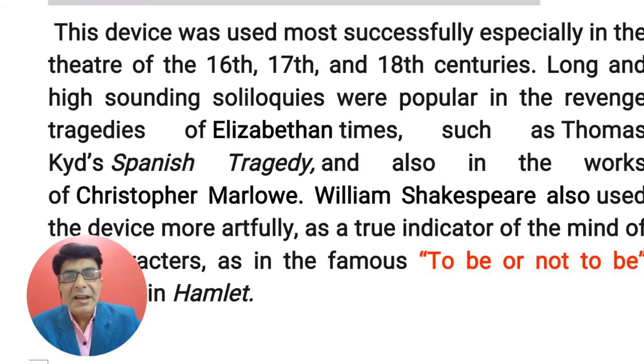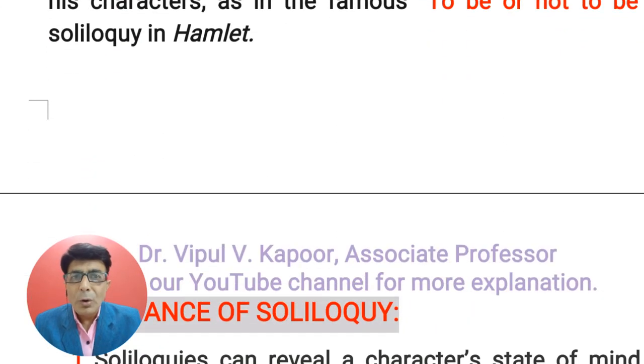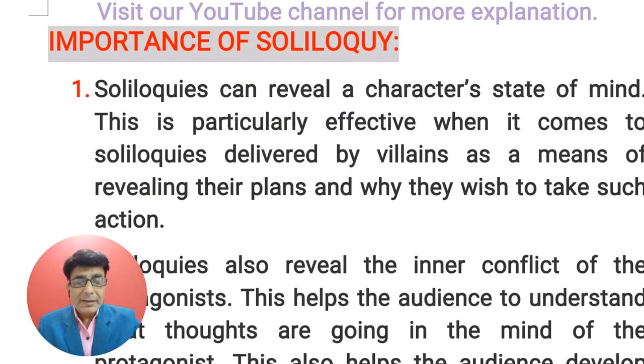Apart from Thomas Kyd, we have two most important names in English literature during the Elizabethan age, and they are Christopher Marlowe, who used soliloquy in Dr. Faustus, The Jew of Malta, Edward II, and all other tragedies written by him. And William Shakespeare has also used such soliloquies in Hamlet, Macbeth, King Lear, Othello, and all other plays.